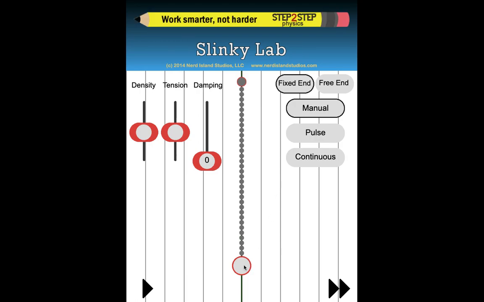what we should get is that second harmonic fundamental of, my cat just showed up, sorry about that.